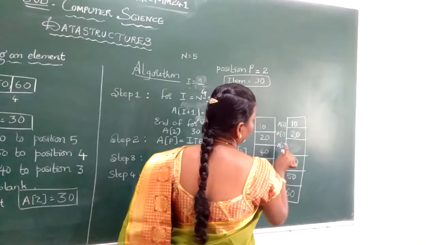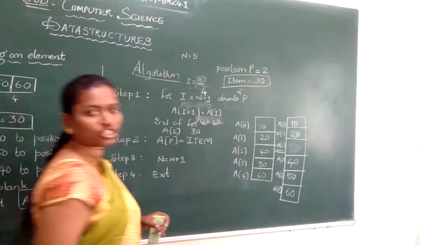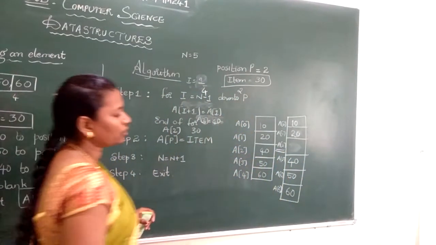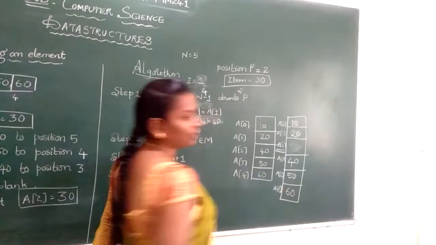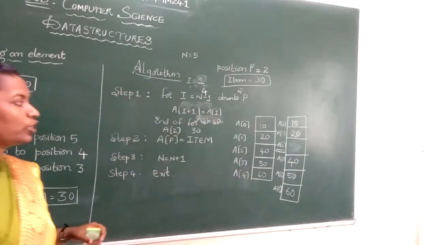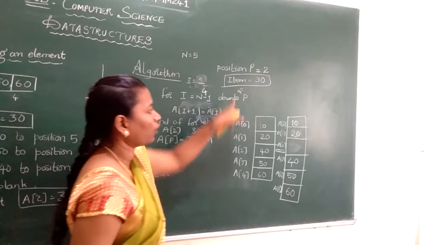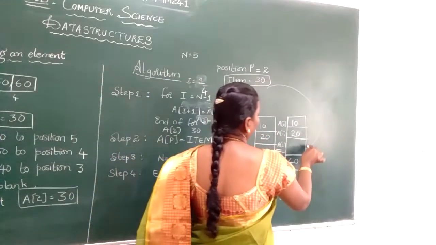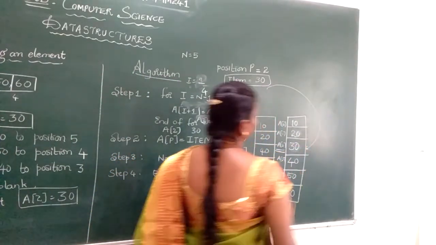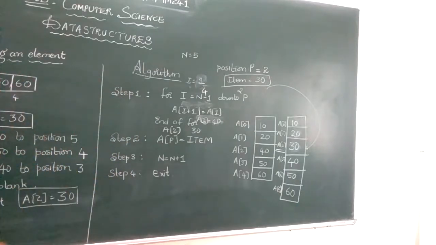Now this place is vacant till we reach, because our given position is 2. So we will reach till the for loop. When you keep on decrementing, when we get the position 2, we stop, the condition fails, we got the position, and now we are going to insert this element 30 at the given position. Okay, this is the algorithm and tracing.